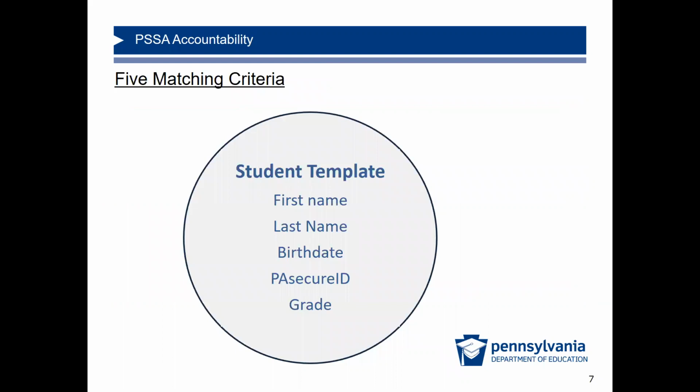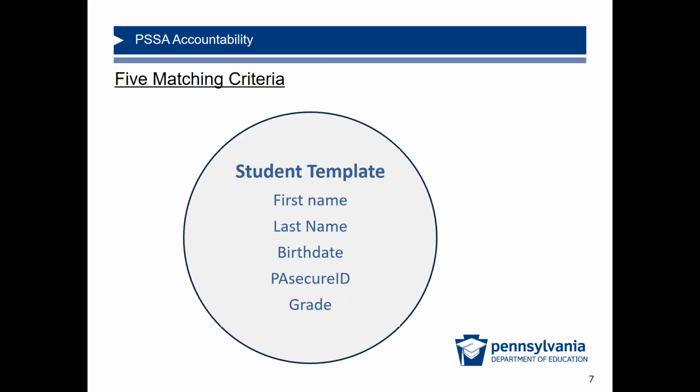It is very important that the 5 matching criteria, first name, last name, birth date, PA Secure ID, and grade, are correct because these basic data fields identify the student, and this is how the student is initially linked to test results. This is why there is so much emphasis on getting these fields right. Most of these fields are now part of the DQE rules when you submit data to PIMS.